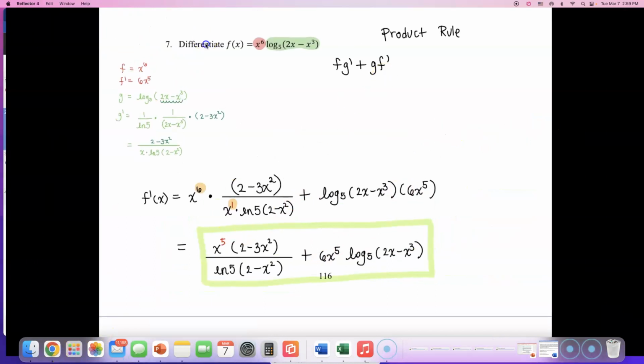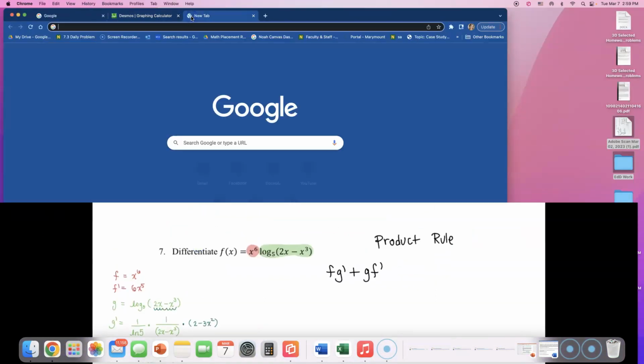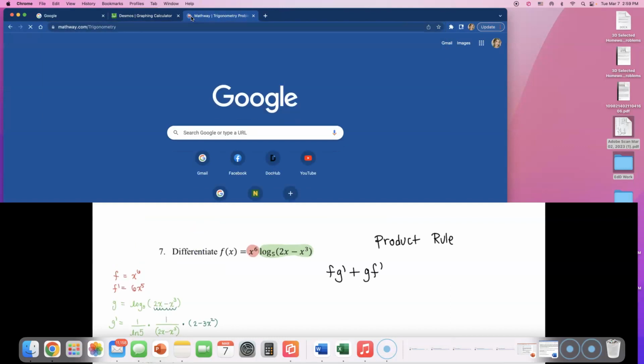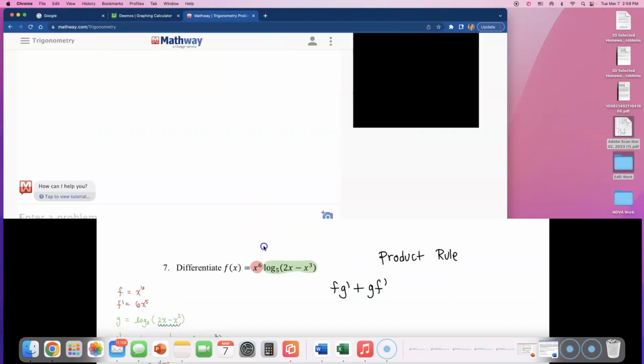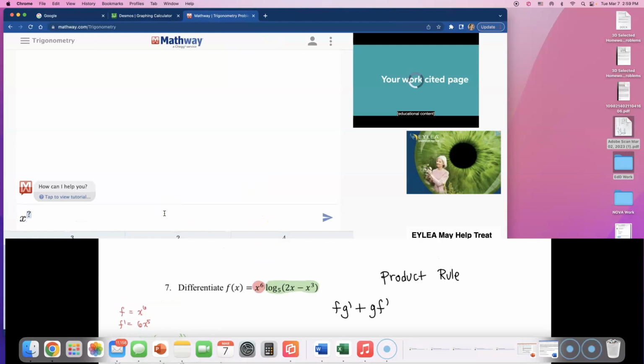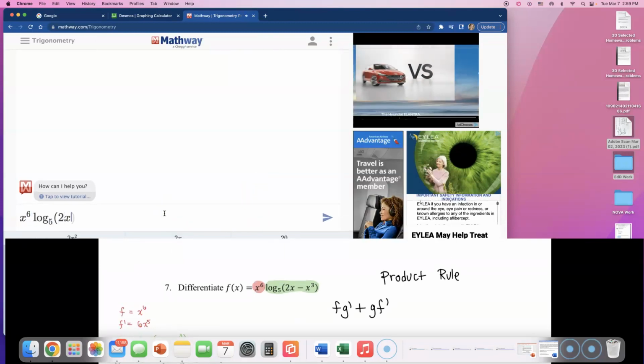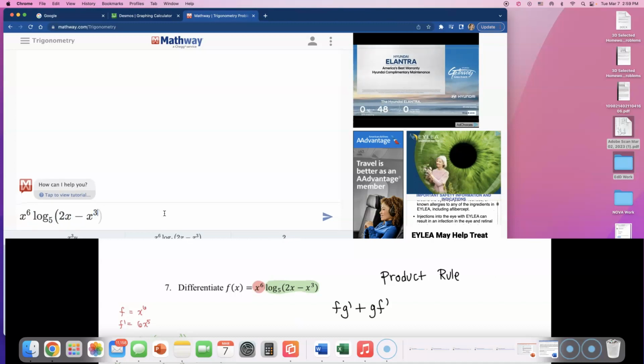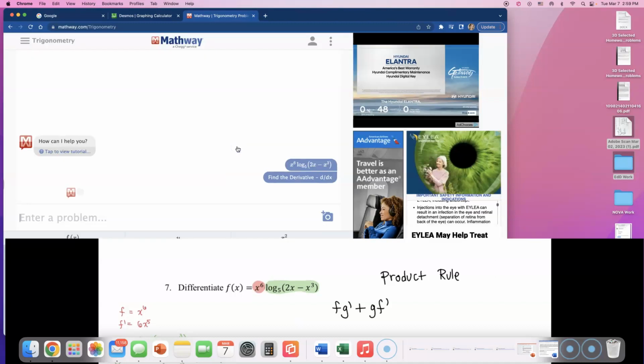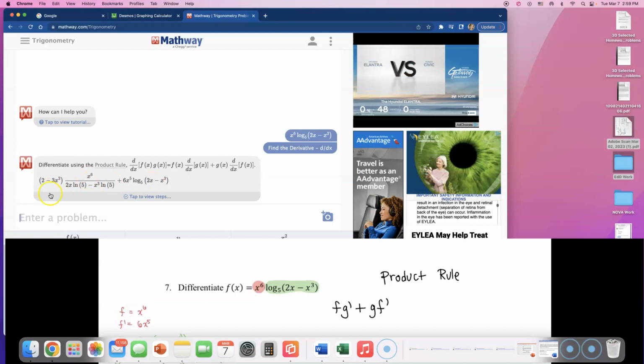But let me open up Mathway, because sometimes I see these kinds of answers on homework. In Mathway, I type x to the 6th power times log base 5 of 2x minus x to the 3rd power, and it's going to find me a derivative that's going to look like this.